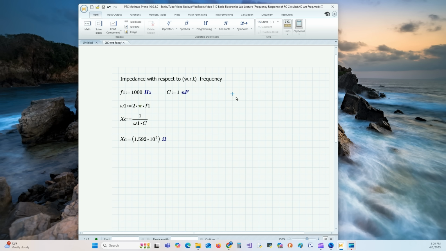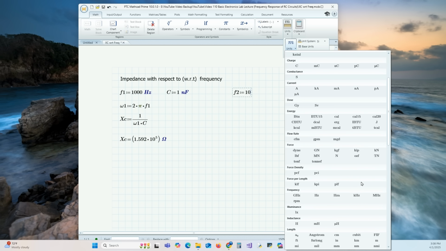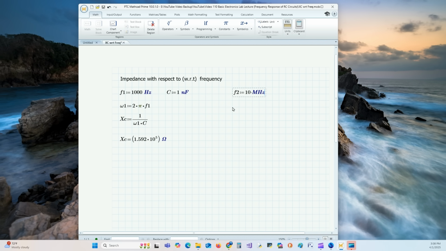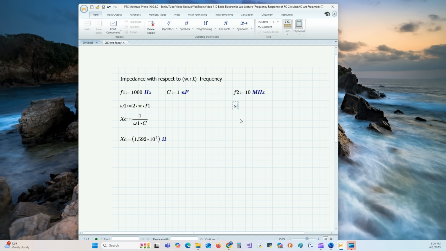So we go F2, shift colon, 10 megahertz. Down to F. So you have to differentiate between the different omegas. Otherwise, the code gets confused. So we're going to call that omega 2, 2 times pi.